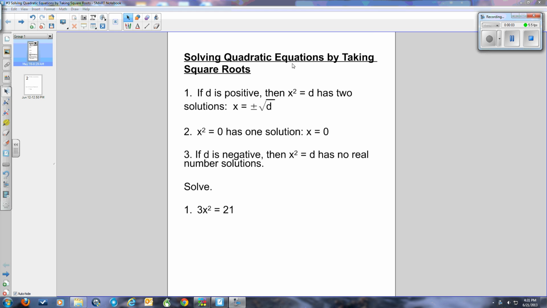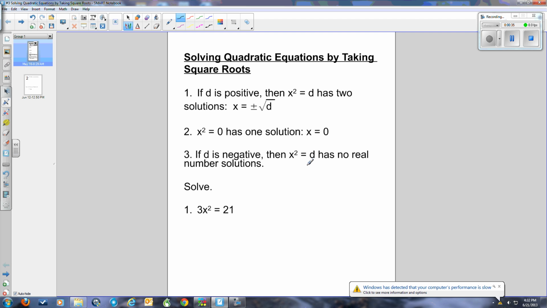Today we're talking about solving quadratic equations by taking square roots, and we have a few ideas that we want to look at. First of all, if d is a positive number, then x squared equals d has two solutions, and that would be x equals plus or minus the square root of d. X squared equals 0 has one solution, and that would be just x equals 0. If d is negative, then x squared equals d has no real number solutions because you can't take the square root of a negative number and still get a real number back.